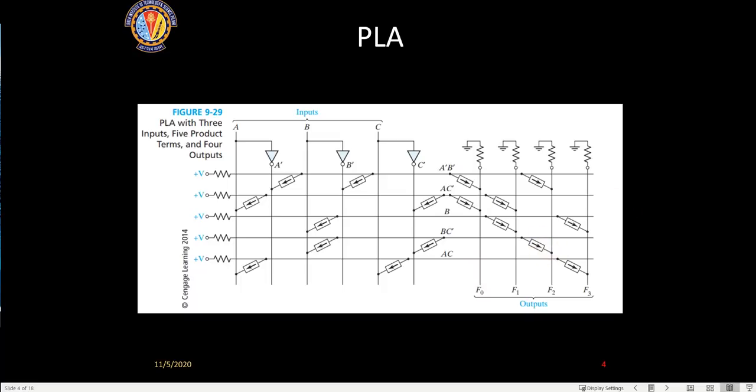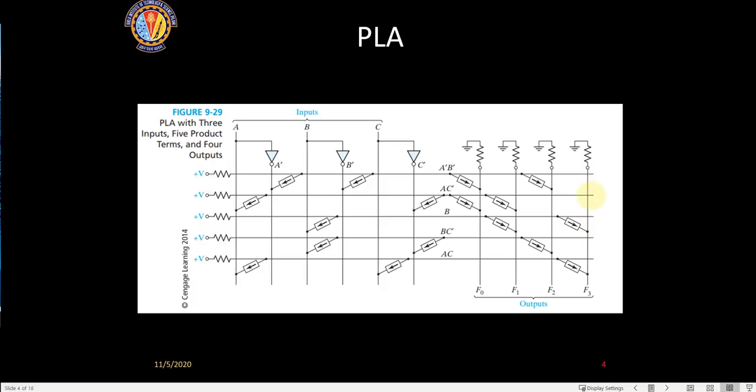So the maximum number of AND lines will be just 2 to the power of number of inputs, right? Like in this case, we can't have more than 8 AND lines. We won't need them for any type of circuit. Correct. So generally, all the 8 AND lines will be available, but OR lines will be specified.